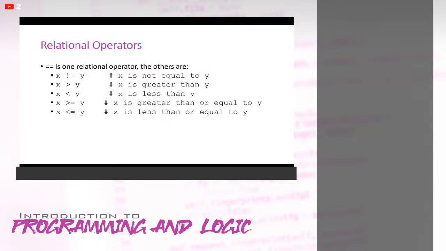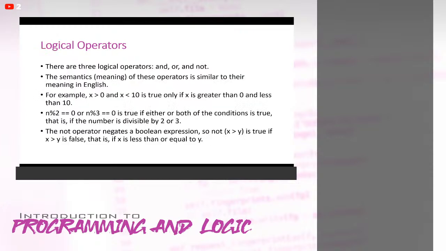Now, in addition to these relational operators, Python also has logical operators. And with these logical operators, and, or, and not, right? With the operators and, or, and not, I can take multiple conditions. Remember compound propositions? I can take multiple conditions and evaluate them. We can look at this in the way that we'd look at English. So I can look at x is greater than 0 and x is less than 10.